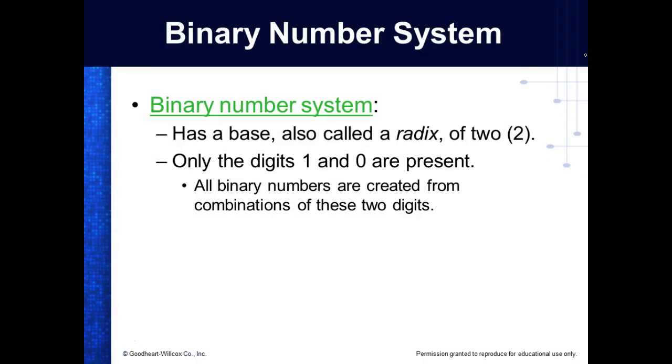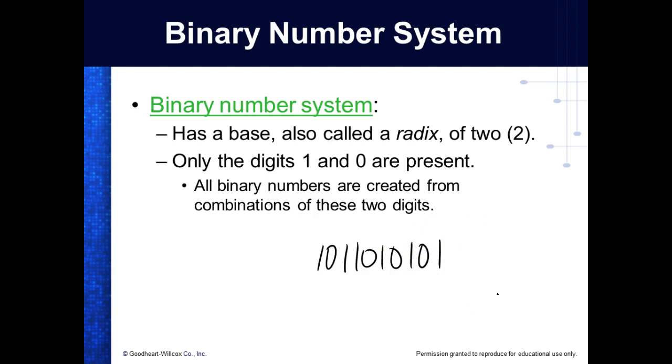So the binary number system only has a base of 2 combinations, right? It's a base 2 number system. Only 1s and 0s are presented. All binary numbers are created from a combination of discrete integers. So this is where we start getting into problems. So this would be an example of a binary number system.